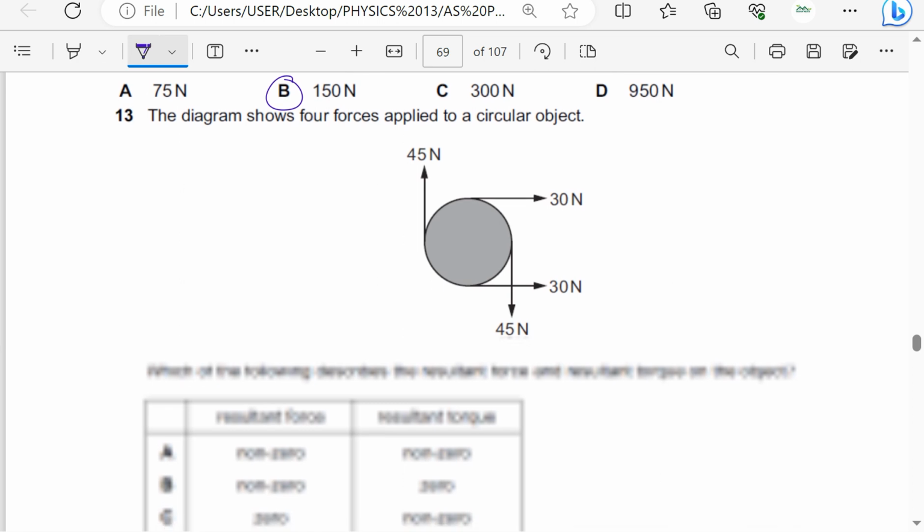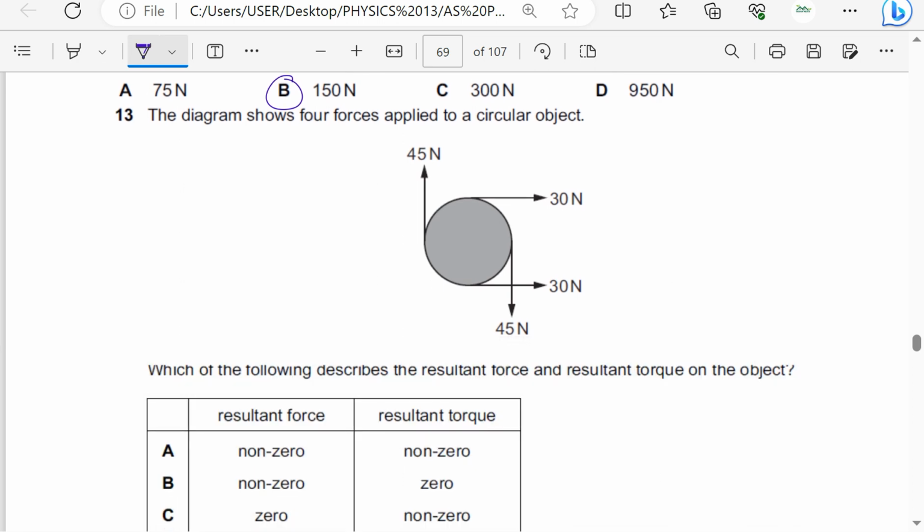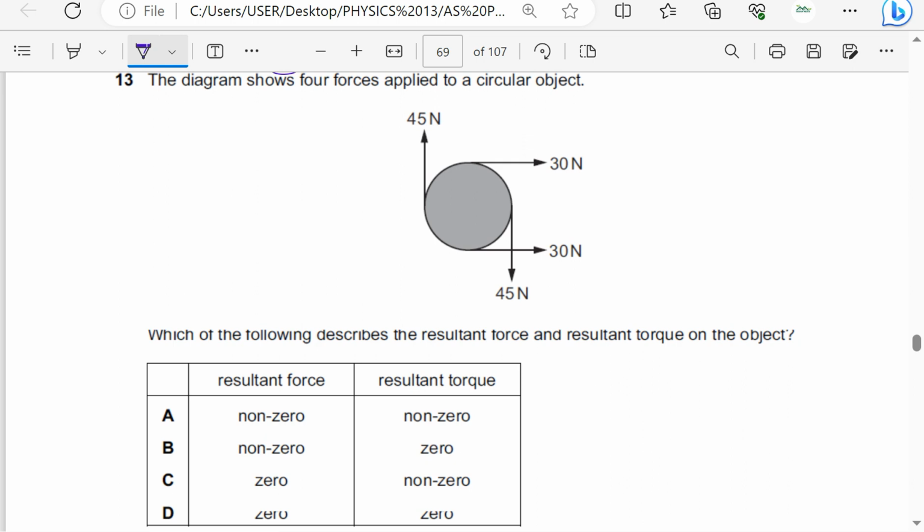The diagram shows four forces applied to a circular object. Which of the following describes the resultant force and the resultant torque of the object? So these two add up to give us 60 newtons to the right. There's no resultant in the vertical. So the resultant force is not zero. That means we ignore C and D. The resultant force is 60 newtons to the right.